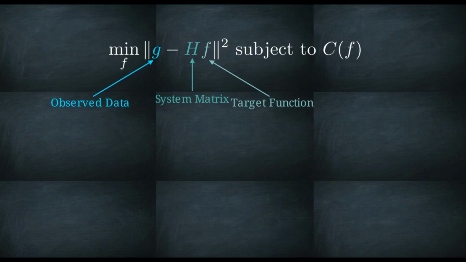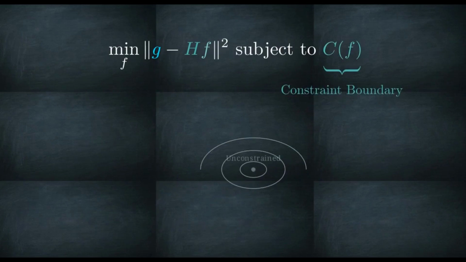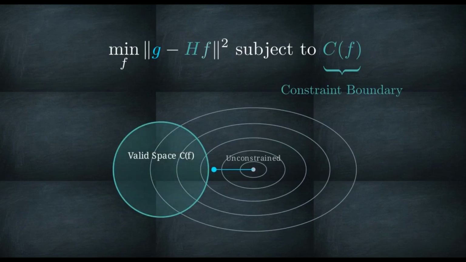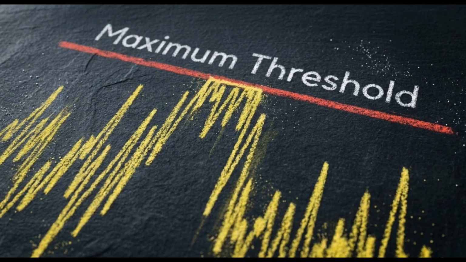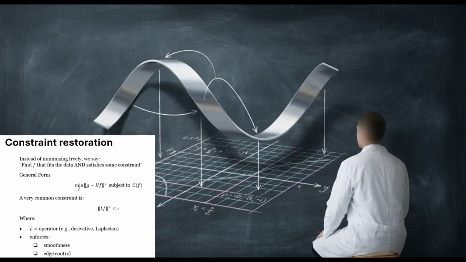This equation formalizes that requirement. We find the minimum of our objective, where G is our observed data, H is the system matrix causing the degradation, and F is the target function we want to restore. The first block here is the data fidelity term, measuring how closely our estimated solution matches physical observations. But it is now bound by C of F, acting as a mandatory mathematical boundary restricting the optimization landscape. By setting this boundary, we prevent the model from creating extreme noise just to hit a zero-error fit. It ensures the resulting inversion remains mathematically stable.